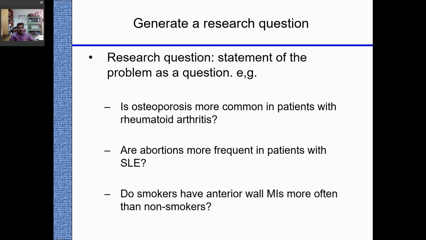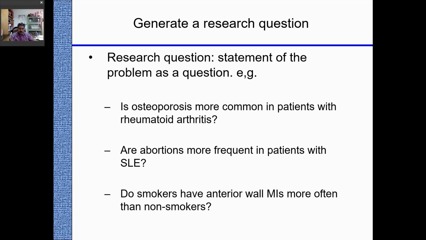Now, we basically present the thesis topic as a research question. The research question is basically a statement of the problem as a question. So I'll give you some examples. Is osteoporosis more common in patients with rheumatoid arthritis? Are abortions more frequent in patients with SLE? Do smokers have anterior wall MI more often than non-smokers?